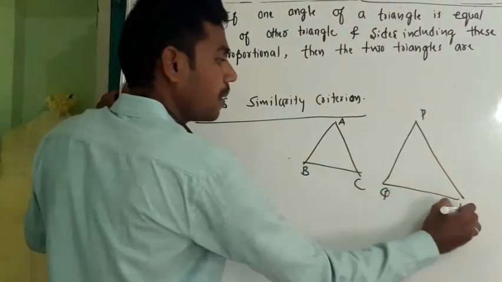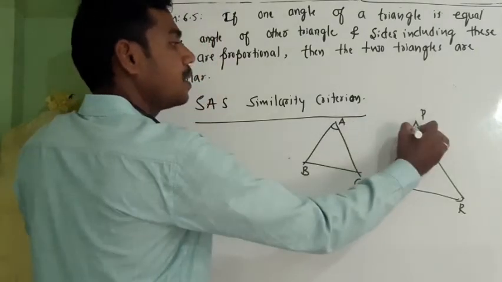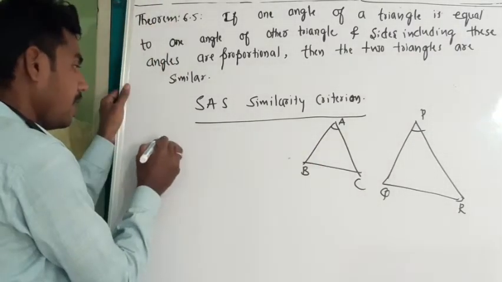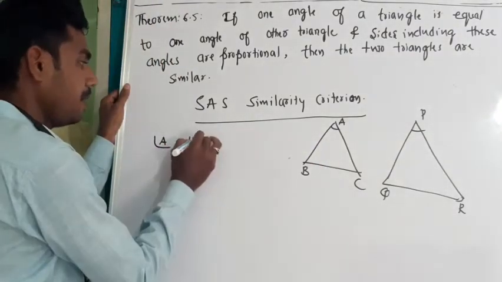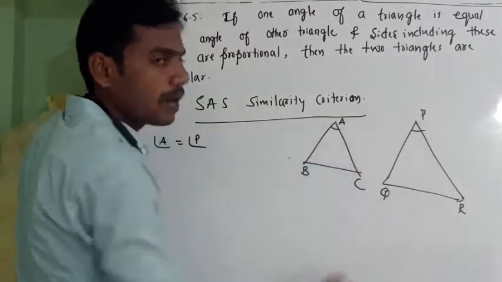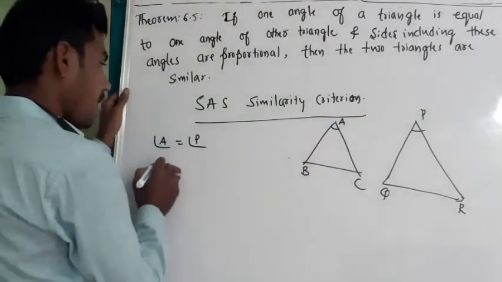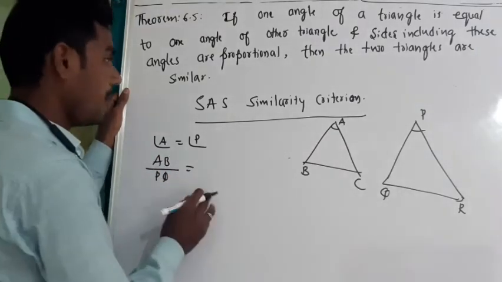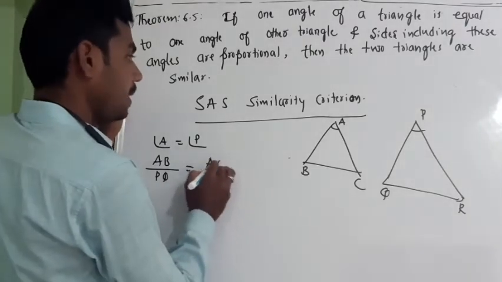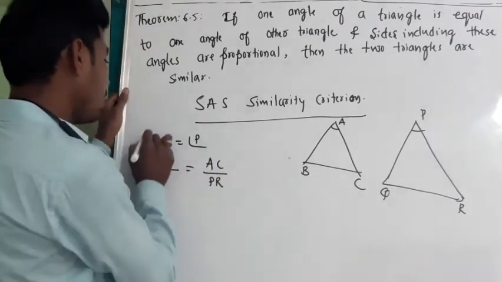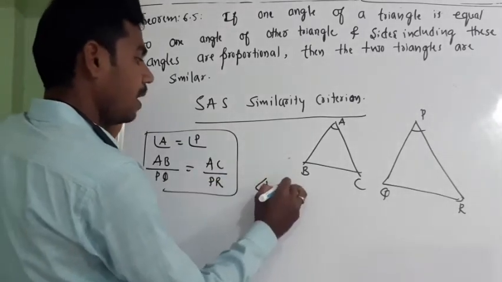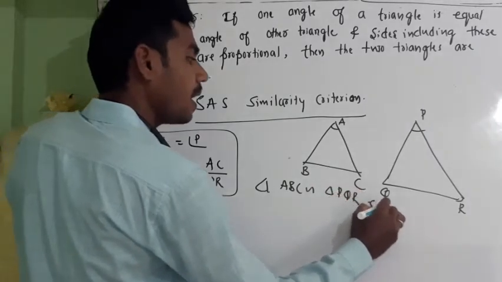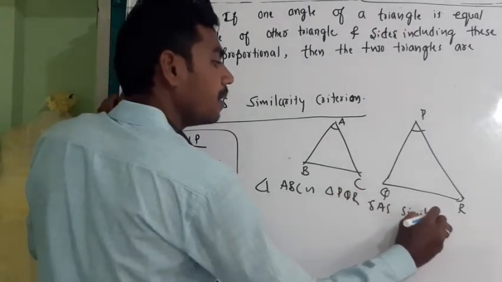According to this particular theorem, if angle A is equal to angle P, one angle of this triangle is equal to one angle of that triangle, and the included sides are proportional, AB by PQ is equal to AC by PR, then triangle ABC is similar to triangle PQR through SAS similarity criteria.